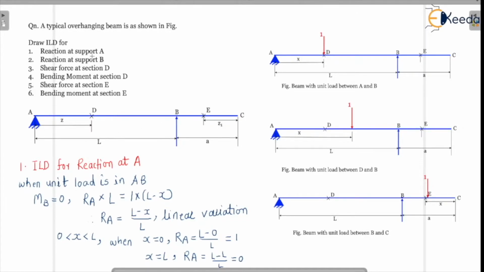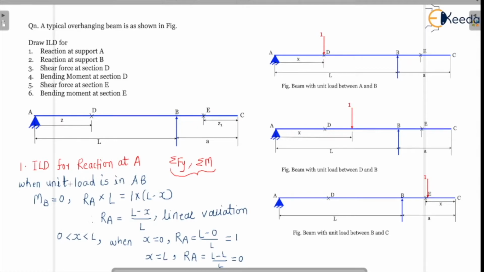Now let us start with reaction at support A. For a simply supported or overhanging beam, we know that to calculate reaction at A, we generally consider summation of forces in the y direction, summation of moments, and summation of forces in the horizontal x direction. So three equations we generally use. Now here we have to draw influence line diagram for support reaction at A. This is what we have to do.